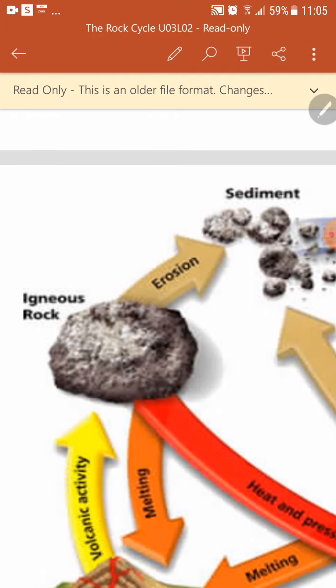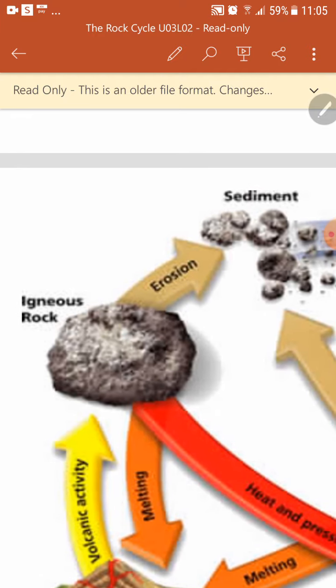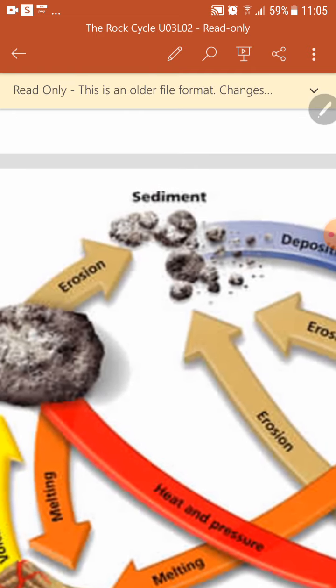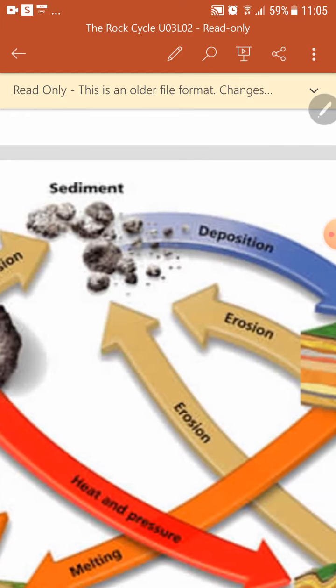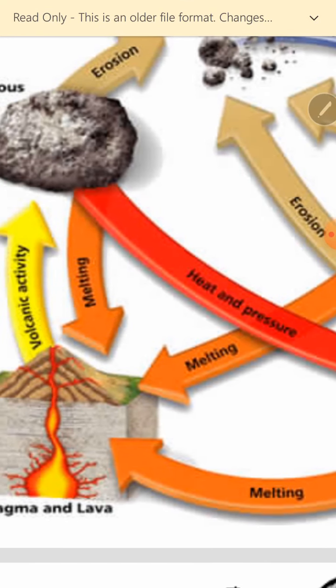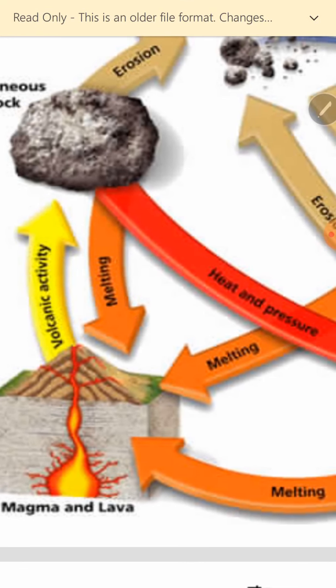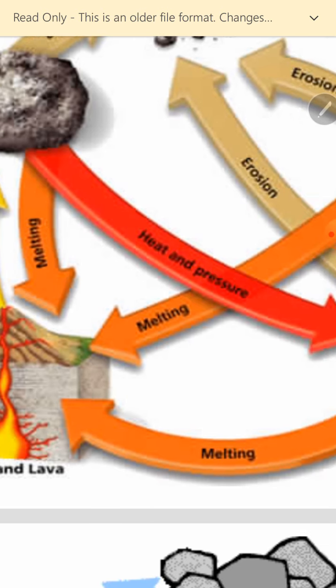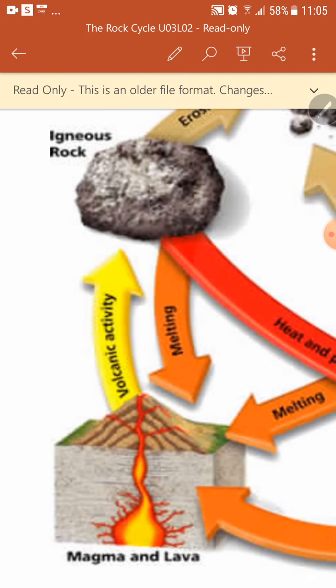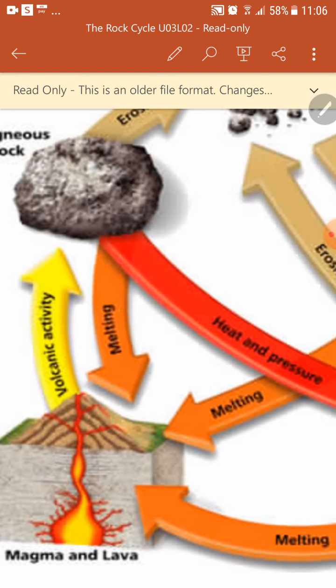Look at this. Let's start from this. This is an igneous rock. This igneous rock can undergo weathering, then erosion, so it becomes sedimentary rock. The sediments can be deposited to be sedimentary rock. Also, the igneous can undergo heat and pressure, so it becomes metamorphic. It can undergo melting. It becomes magma and lava, so again it becomes igneous rock.